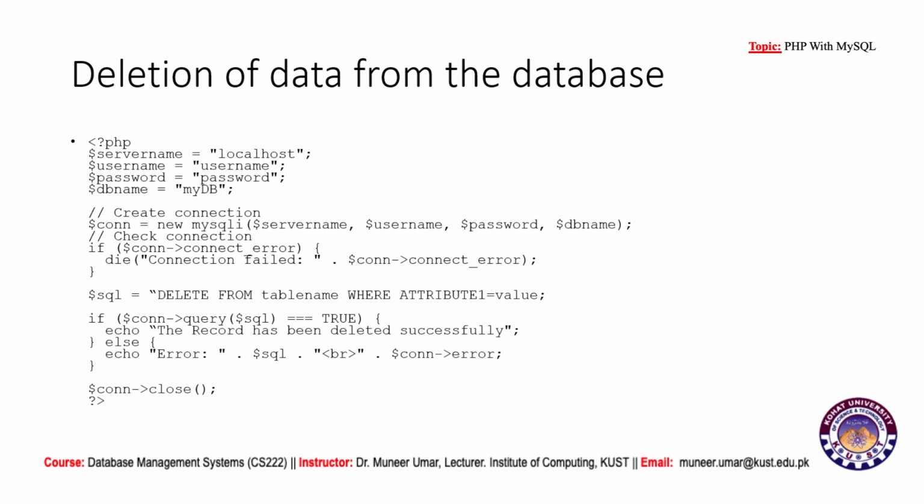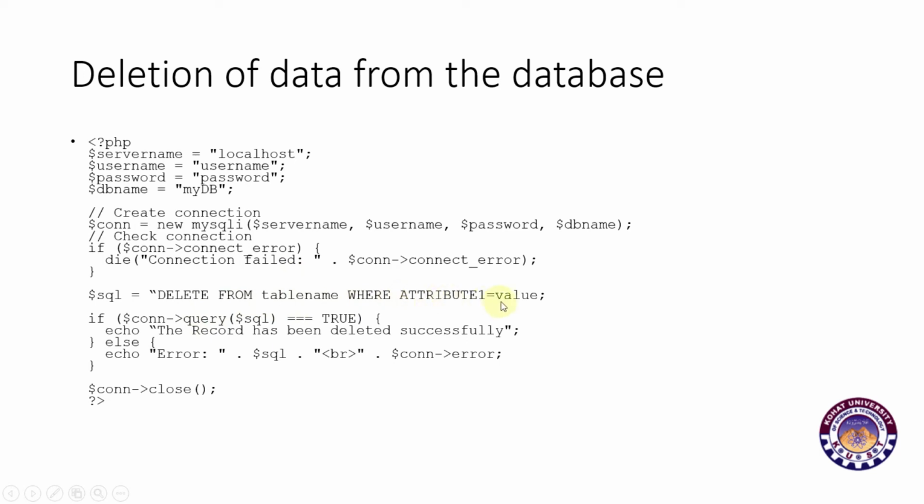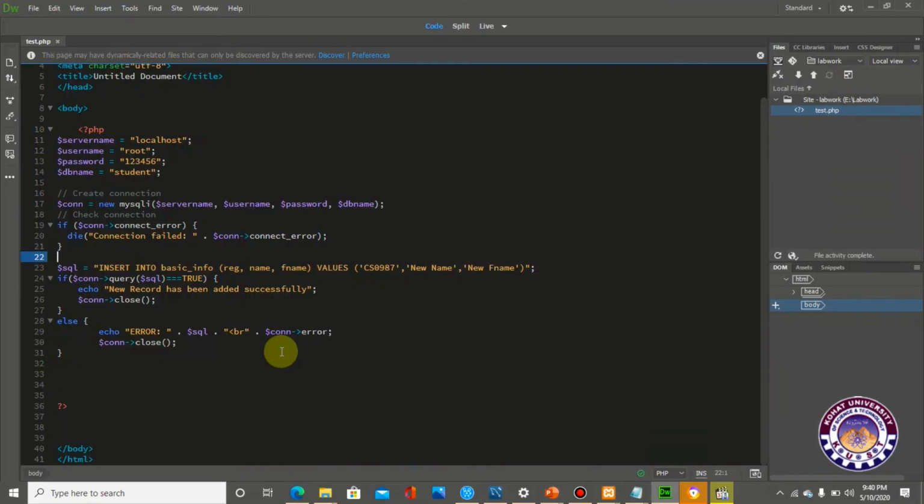Next thing is deletion of data from the database. We use the same procedure as we used for insert. The only difference is the query. For delete, we will use the delete statement. So if you are going to delete something from a table, you must type delete from table name, and you will give a condition, like here we have attribute 1 is equal to value, and the rest of the things are the same. So we can change that code of insert into delete.